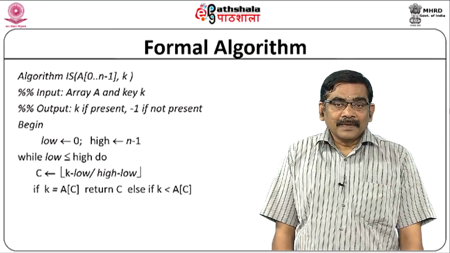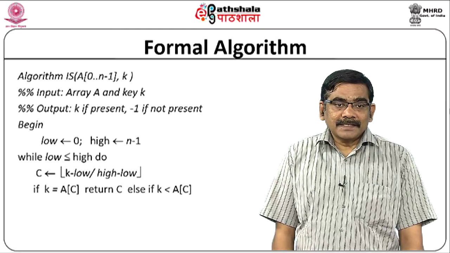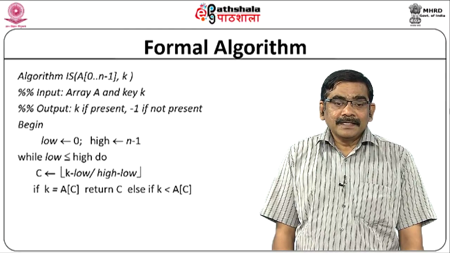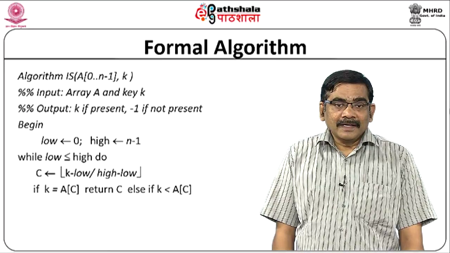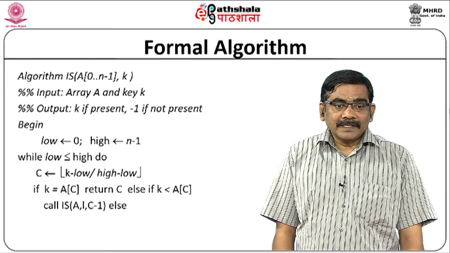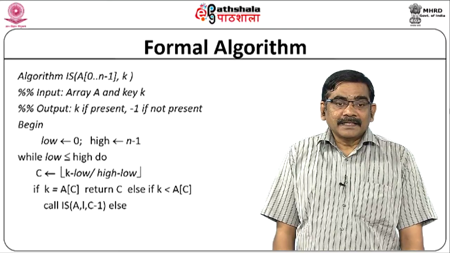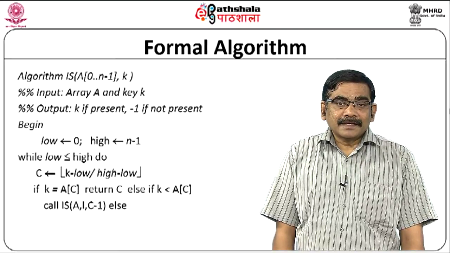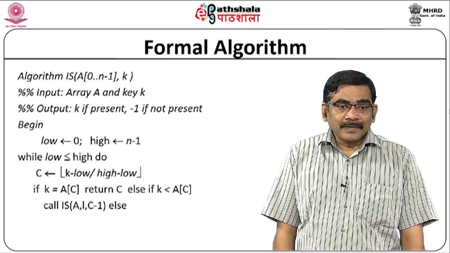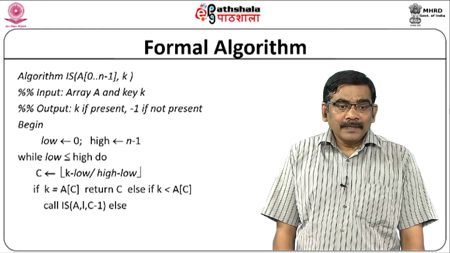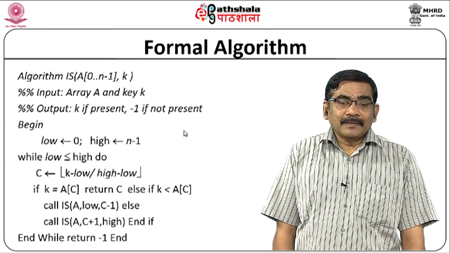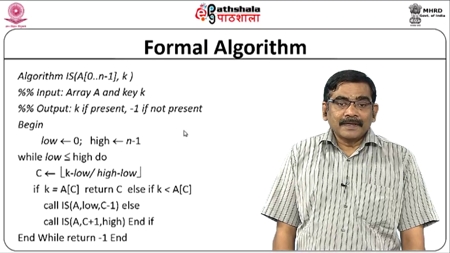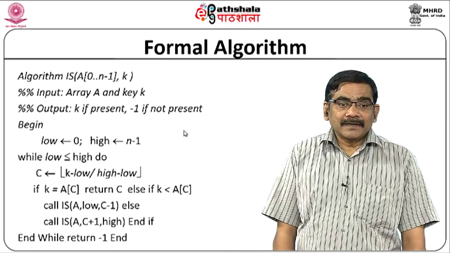Now, if k is equal to a of c, that means the element is present, and we return c. Otherwise, we check k against a of c. If k is less than a of c, that means we have to check the first half, so the range goes from index low to c minus 1, otherwise it is going to be c plus 1 equal to low through high. So, this is what the algorithm is.